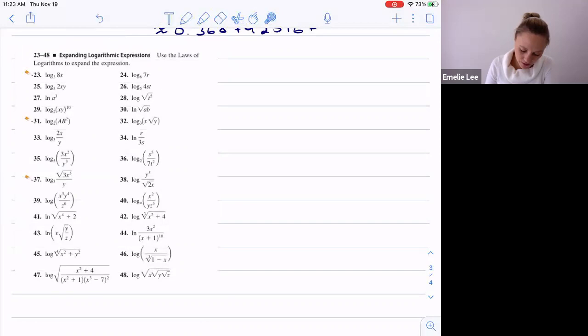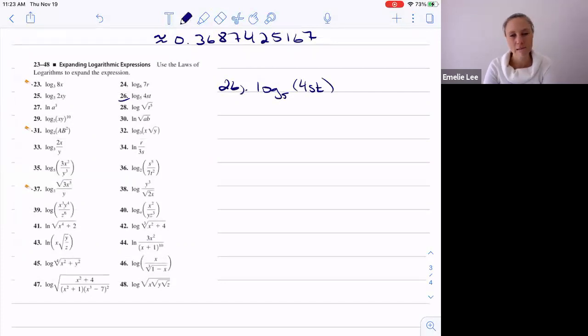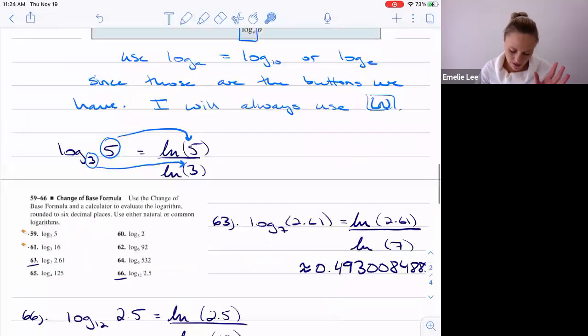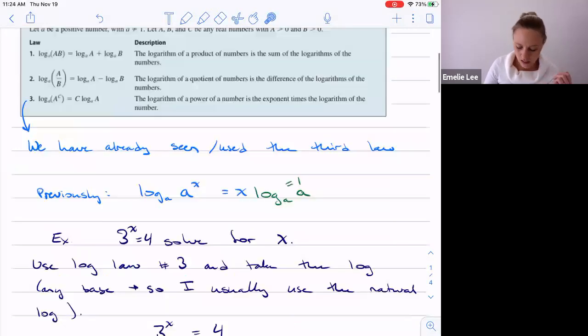So I want to start with something like 26. I have the log base 5 of 4st. Okay, notice that I'm just multiplying in here. So we looked at the log laws in terms of just two values, but of course you can just keep going, right? A times B times C times D is going to be the log of A plus the log of B plus the log of C plus the log of D. You can do a combination of multiplying and dividing. You can incorporate powers. So let's see what that looks like.